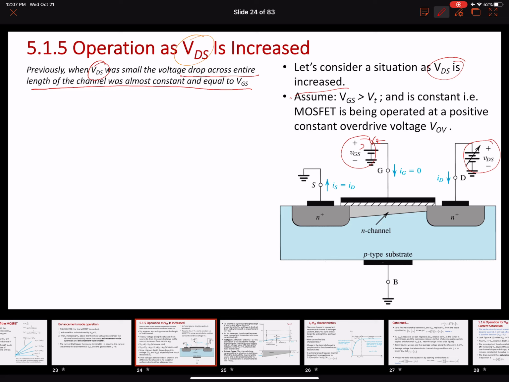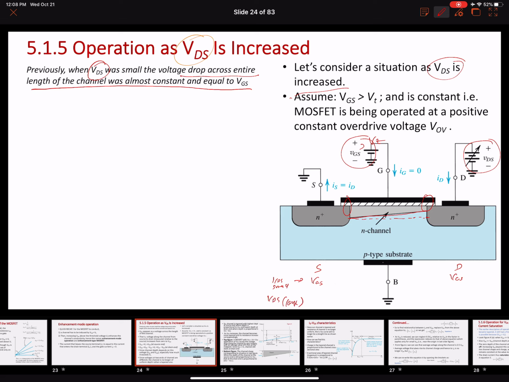So what will happen over here is that once we apply the value of the VGS, it will induce a channel. Initially, we had a uniform depth of the channel. This was not tapered like that. It was a uniform depth, and the VDS was small because the potential difference appearing initially at the source end and at the drain end was equal to VGS. So this was when VDS was small.